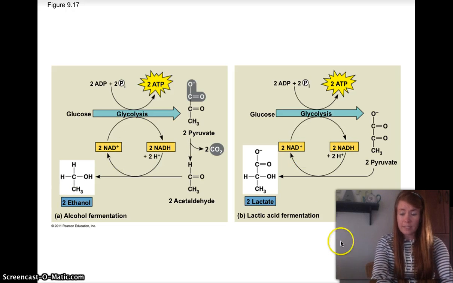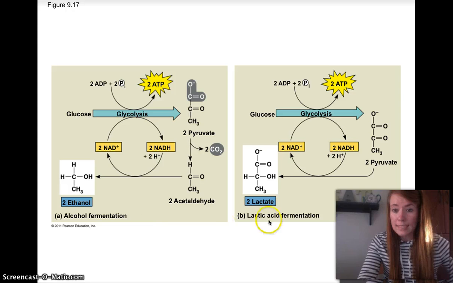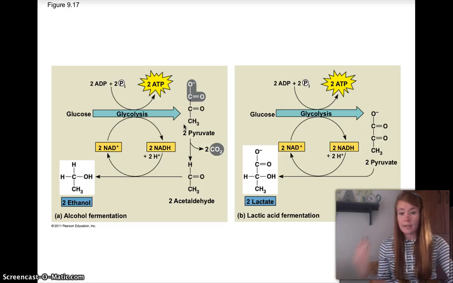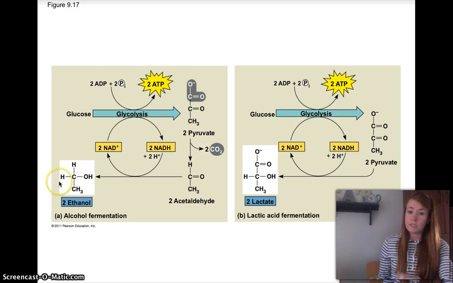So these two are very similar. The whole goal is to recycle NAD+ so that glycolysis can continue. Because if we didn't do that, NAD+ would become unavailable as NADH builds up, and then glycolysis couldn't happen. And in these organisms, their main source of ATP is this 2 ATP made in glycolysis right here. The only difference is that in lactic acid fermentation, pyruvate directly gets reduced by NADH, whereas in alcoholic fermentation, it is converted into acetaldehyde, which then is reduced by NADH.